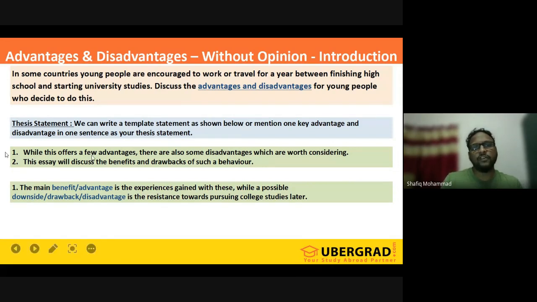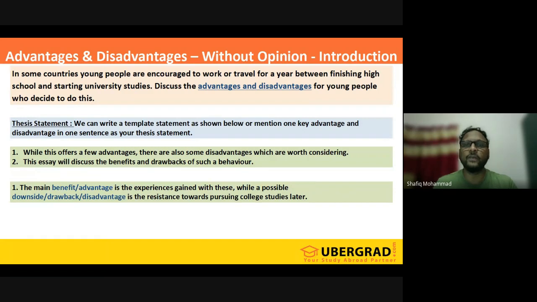"While this offers a few advantages, there are also some disadvantages which are worth considering." And "In this essay, I'm going to discuss both the benefits and drawbacks." You can say that. So you're mixing a thesis statement and an outline of the essay. The outline means you're introducing that, in the next paragraphs, I'm going to talk about advantages and disadvantages. So that is the introduction.